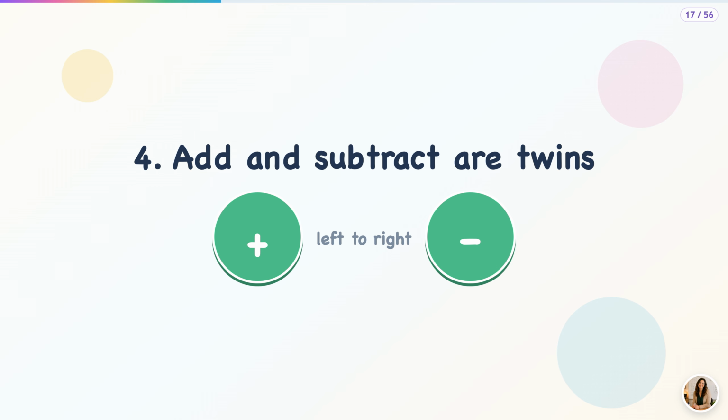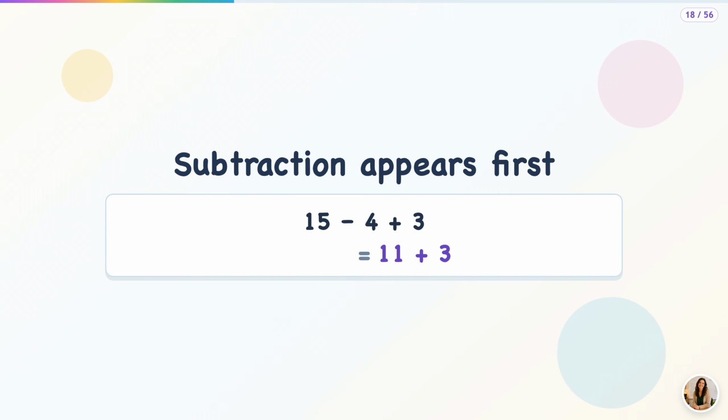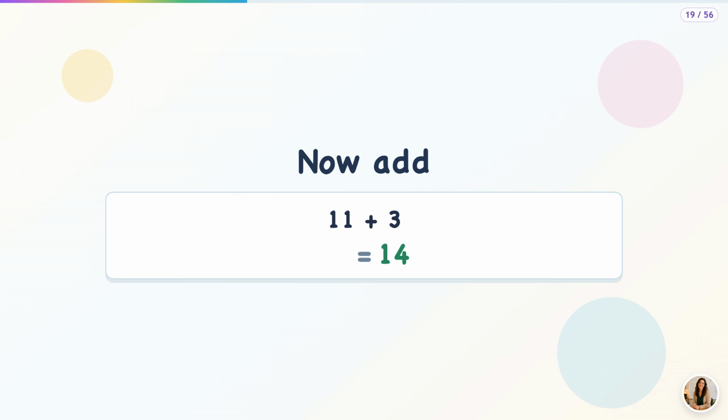Addition and subtraction also share one level. Again, we move from left to right and use whichever operation appears first. Read from the left. Subtraction appears first, so 15 minus 4 equals 11. Keep the plus 3 for the next line. Now 11 plus 3 equals 14. Addition did not automatically go first. The team moved from left to right.